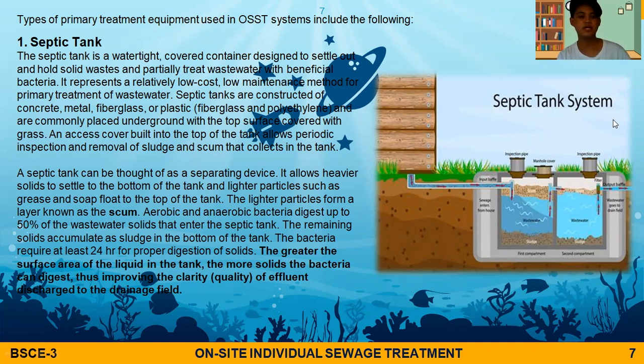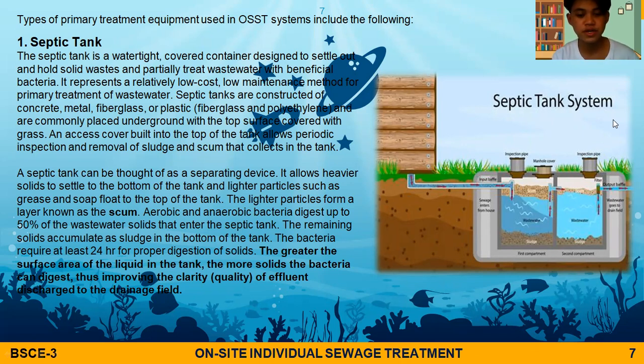Septic tanks are constructed of concrete, metal, fiberglass, or plastics and are commonly placed underground with a top surface covered with grass. A septic tank can be thought of as a separating device. It allows heavier solids to settle to the bottom of the tank and lighter particles such as grease and soap to float to the top of the tank. The lighter particles form a layer known as the scum.